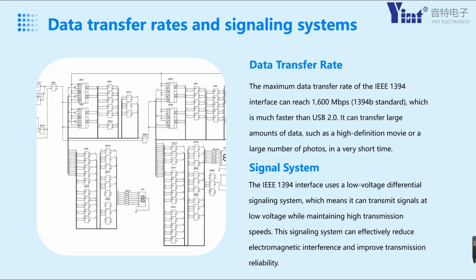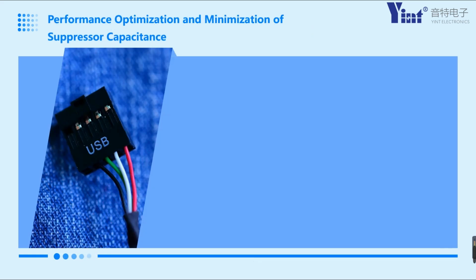Signal system. The IEEE 1394 interface uses a low-voltage differential signaling system, which means it can transmit signals at low voltage while maintaining high transmission speeds. This signaling system can effectively reduce electromagnetic interference and improve transmission reliability.